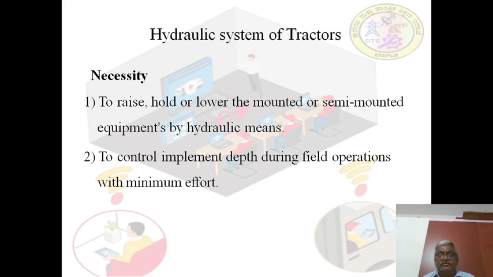Second one, to control the implement depth during field operations with minimum effort. The implement may be a cultivator or a harrow, disc plow, moldboard plow, whatever it is, that implement's depth can be controlled by using this hydraulic means.